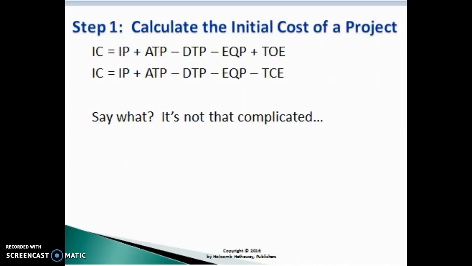So the example that we're going to use is the installation of a new turf field to replace an old grass field in a stadium. So the initial cost, or the IC, first of all, we're going to look at the invoice price. So that's just kind of the main price of what we're buying.